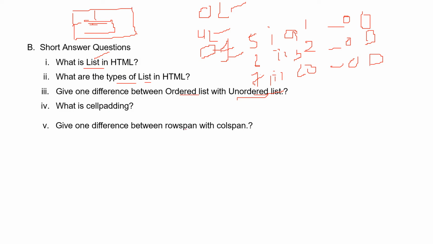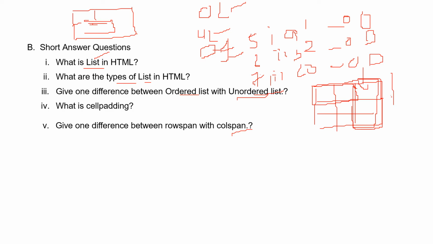Give one difference between row span and col span. So col span, if this is your say table, and if you want to combine these two columns, so you go for col span. If you want to combine, say, these three rows, this is you are spanning the rows. So 1, 2, 3 rows. So you have to go to row span.